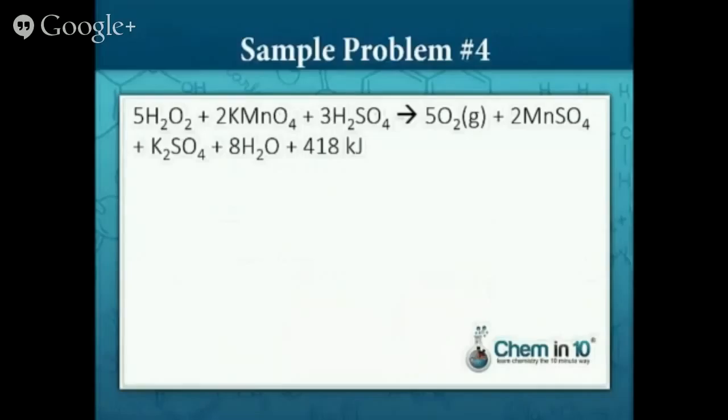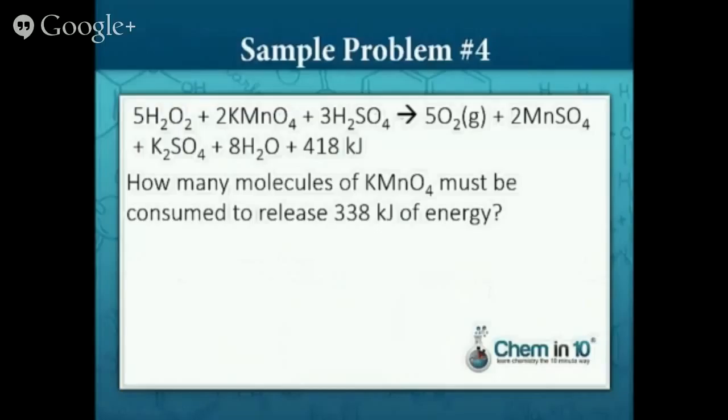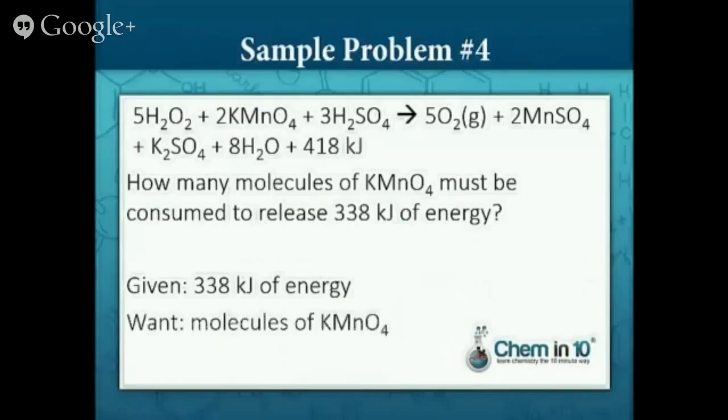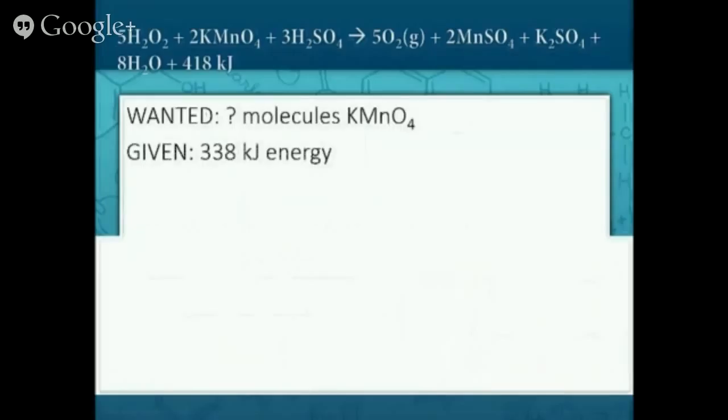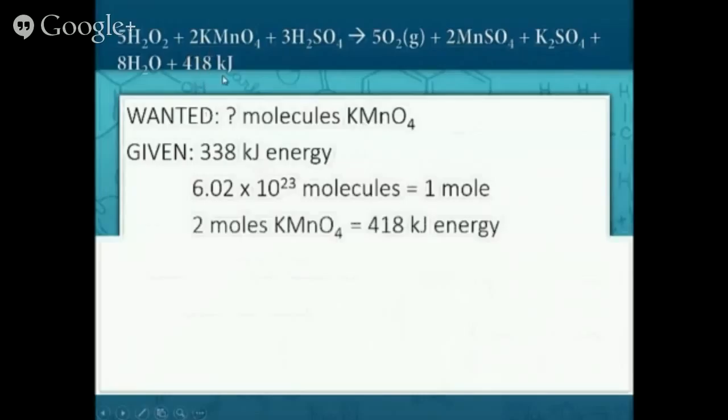Sample problem number 4. How many molecules of potassium permanganate must be consumed to release 338 kilojoules of energy? This is another energy problem. We want to know how many molecules of potassium permanganate are required to produce 338 kilojoules of energy. So let's look at our conversion factors. We want to convert everything to moles. So we know that 1 mole of any substance contains 6.02 times 10 to the 23rd molecules. We needed molecules because that was our wanted. And then we need the ratio between kilojoules of energy and potassium permanganate. And we know that 2 moles of potassium permanganate produce 418 kilojoules of energy.